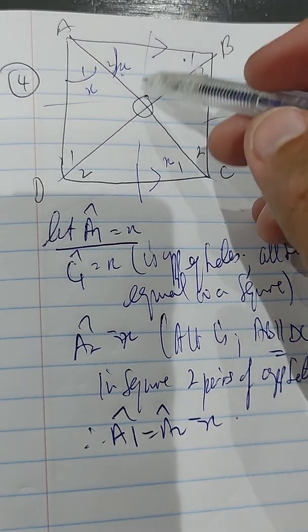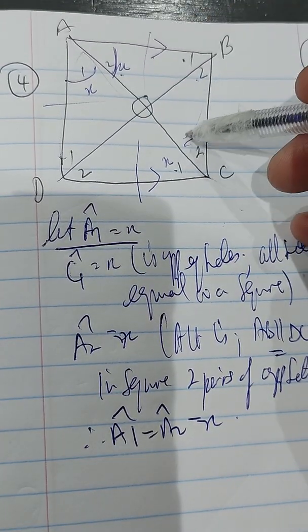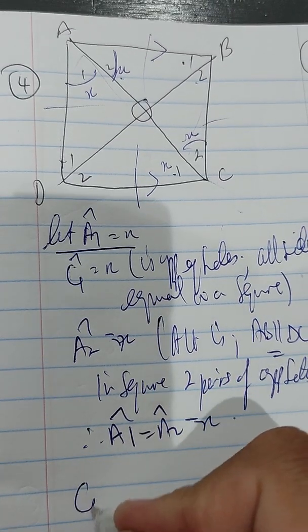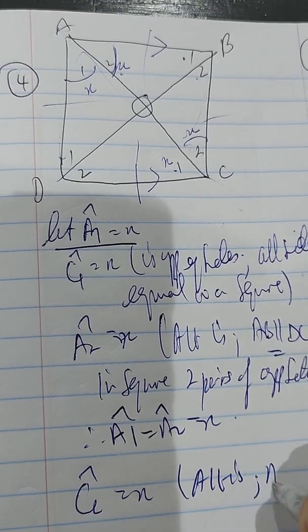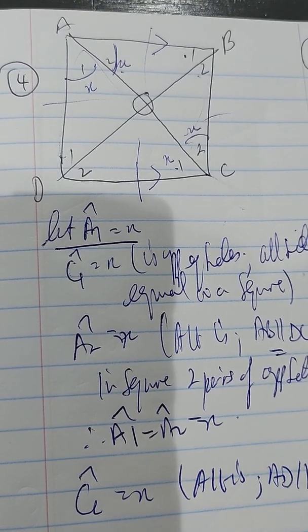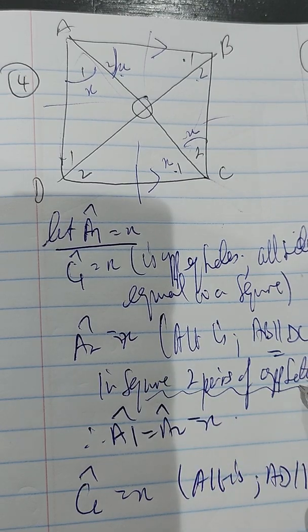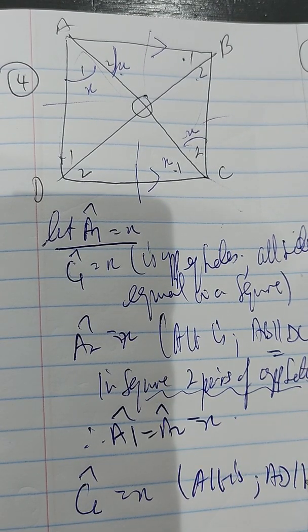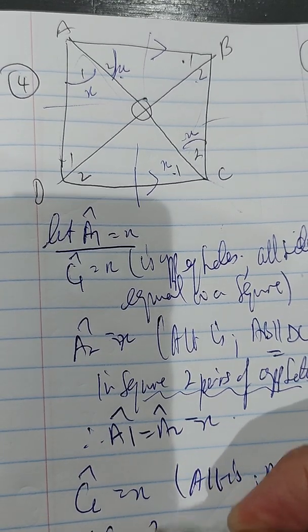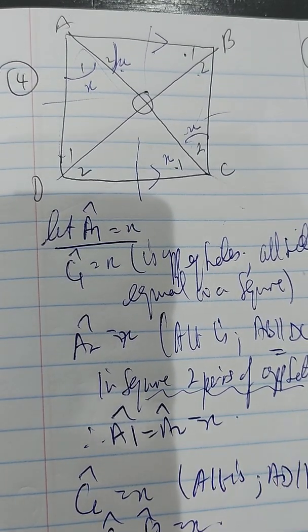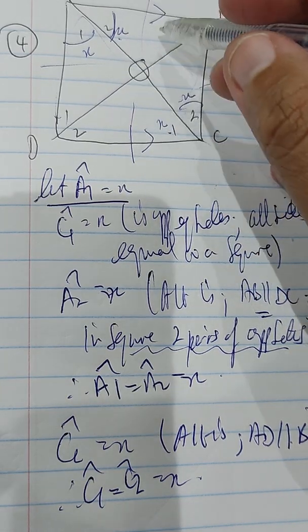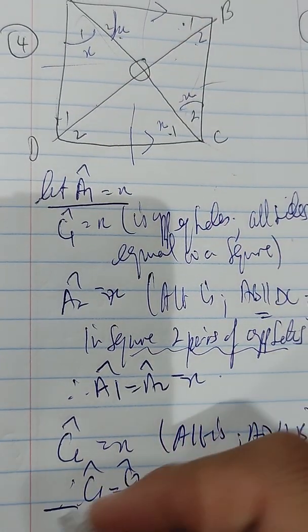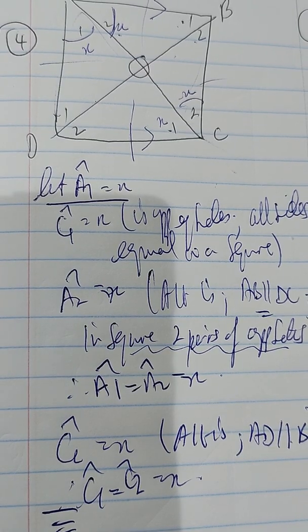Now of course C2 would also be x. So we say C2 is also x. Why? Alternate angles with AD being parallel to BC. Now I've already said two pairs of opposite sides are parallel, so we don't have to state it again. Therefore C1 is equal to C2, which is equal to x. Okay? And then you can go through the same notion to calculate B1, B2, D1 and D2.